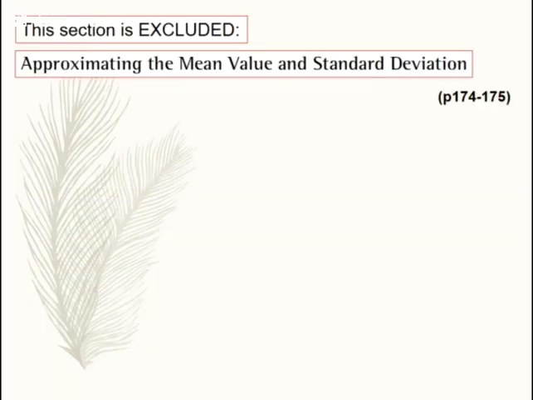Lastly, please note that the following section is excluded. About halfway down on page 174, you'll see a small section titled Approximating the Mean Value and Standard Deviation. That little section is excluded. You don't need to look at it. You completely skip it. It ends about halfway on page 174. Okay, so that brings us to the end of section 4.2.